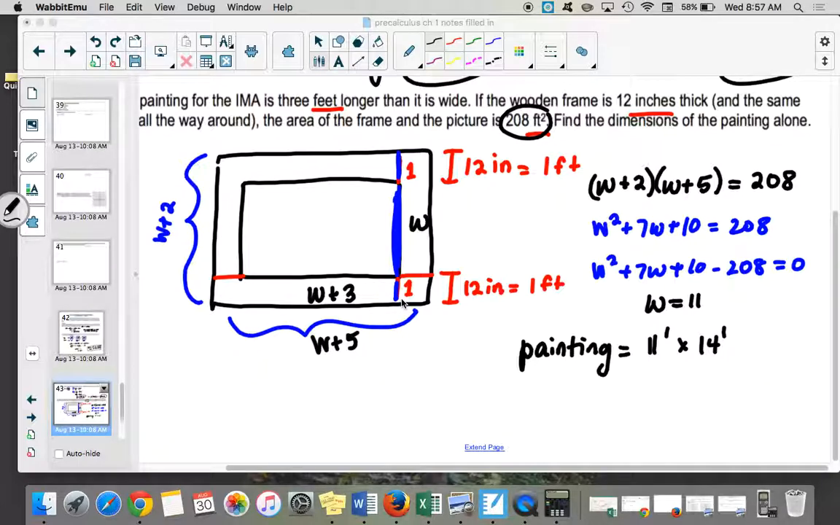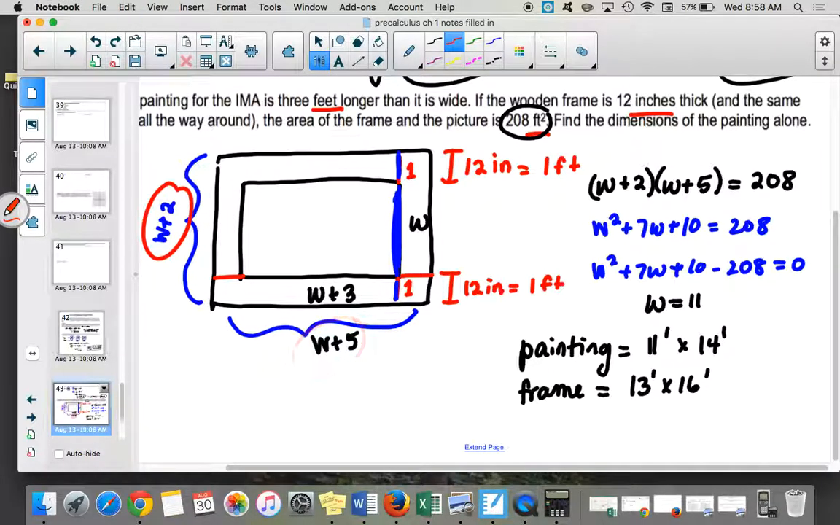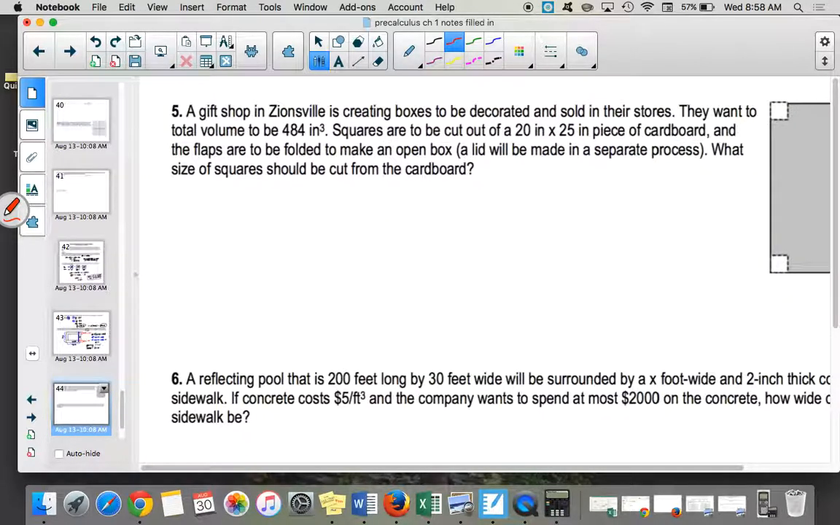All right, what if I asked for the frame? What would that be? Yeah, 16 by 13, exactly. So I'll say 13 by 16, because then you would be plugging in for W plus 2 and W plus 5, right? We did ask for the dimensions of the painting, though, so it's up to you if you could have that or not. All right, is this making sense?